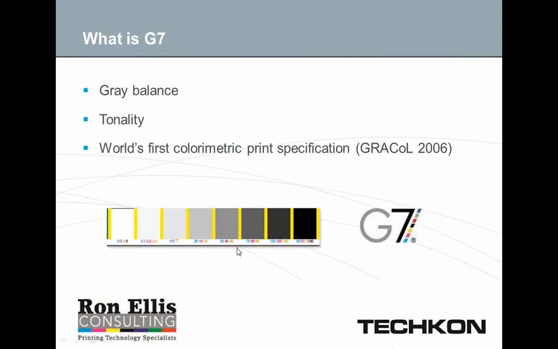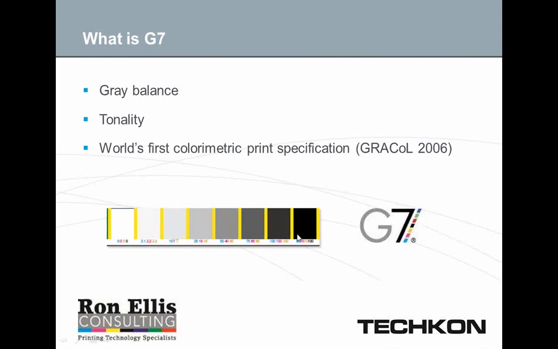You can see our HR patch here, the 50, 40, 40. And we have values for the gray and how that should look. So we're looking for correct gray balance. And we're also looking for tonality up and down the tone scale for the right weight or tonality. Those two things are G7. If we can achieve both of those, then we've achieved G7.